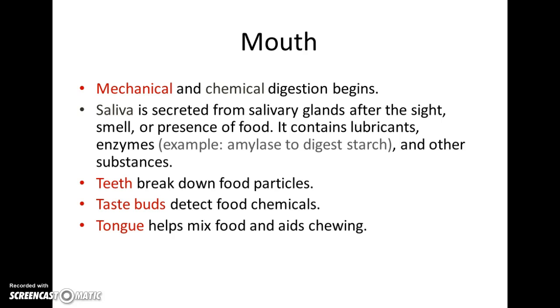So let's talk a little bit about what's going on in the mouth. Our mechanical and chemical digestion begins in the mouth. We see that there are some secretions in the mouth, so this is where starch would begin to be digested. When we talk about enzymes, they usually end in -ase. So the amylase is going to digest the starch, and another name for starch is amylose.